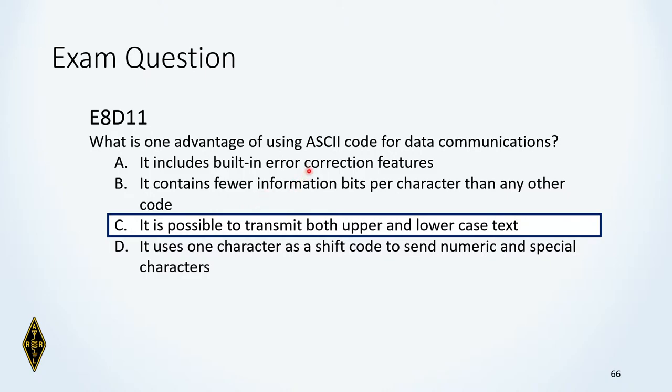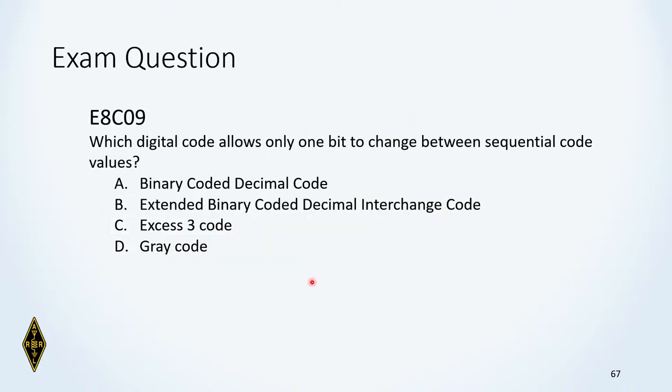The one that can trap you is this one: it includes built-in error correction features. No, you can do error detection, but not correction. So that's an easy way to get this one wrong. But upper and lower case is what they're looking for. And Baudot uses the shift code to go between numeric and special characters. So there's a couple of ways you could easily trip on this one, but you got it right.